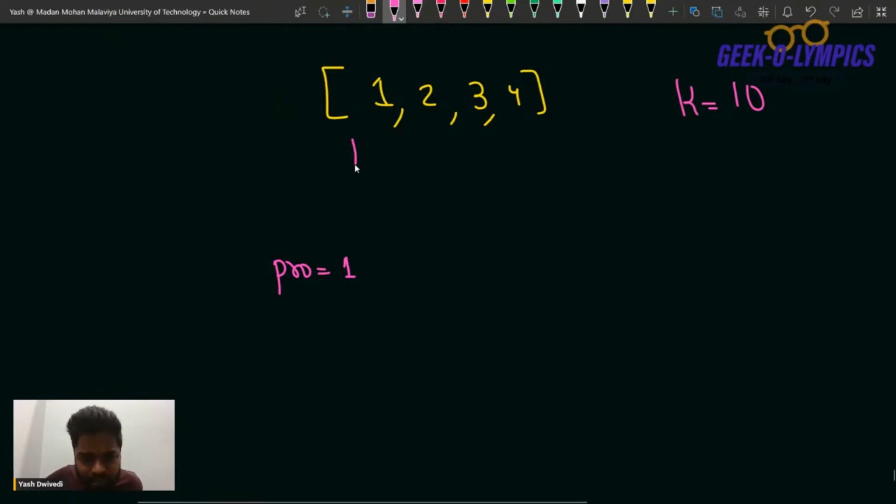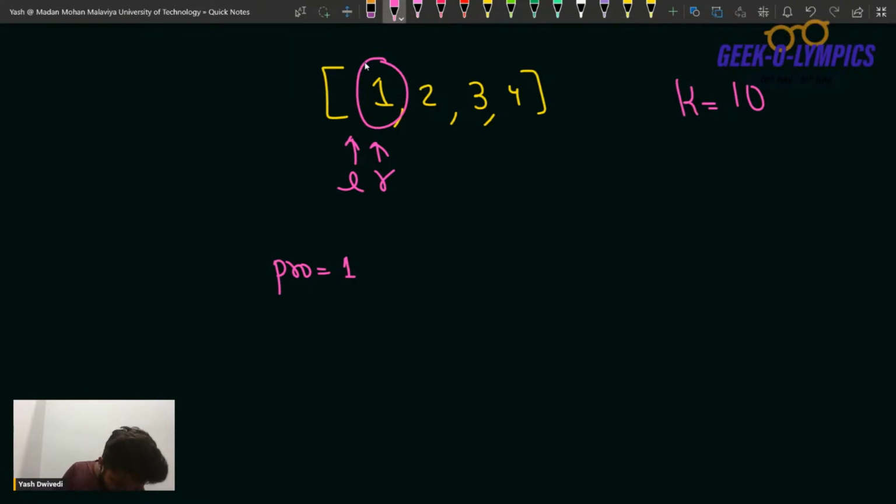So I'll mark my left here and I'll mark my R here. Now I will take the product and multiply it with A of R. You can see that when I multiply it, this is 1. So yes, this element is lesser. How many subarrays do I have in this range L to R, guys?